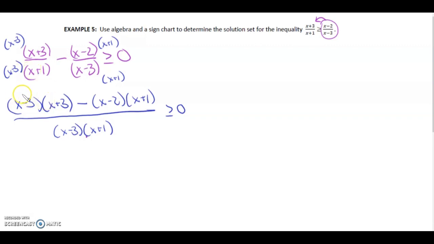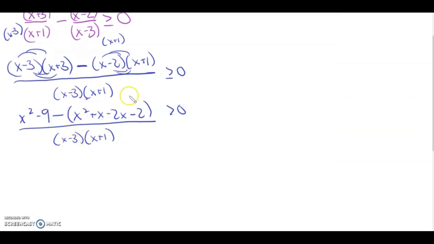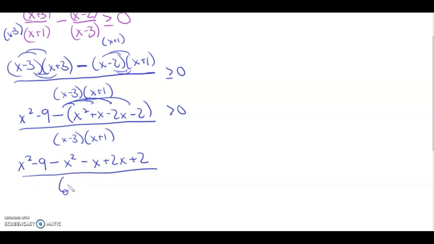So let's go ahead and expand these brackets. This is a difference of squares, so we're going to get x squared minus 9. Minus, put this in brackets because we're going to then have to distribute this negative sign in. So I get x squared plus x minus 2x minus 2. Then rewrite the denominator. I'm going to distribute this negative sign into this entire bracket. I get x squared minus 9 minus x squared minus x plus 2x plus 2, all over the same denominator.